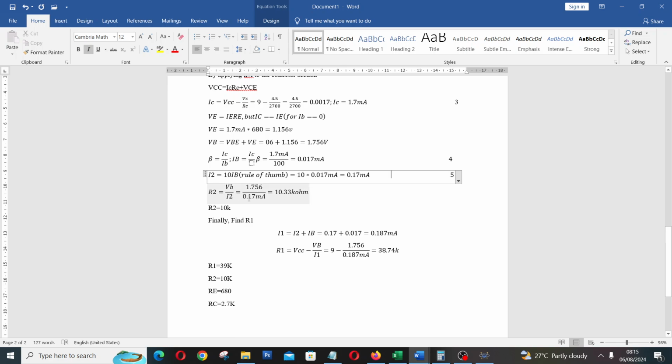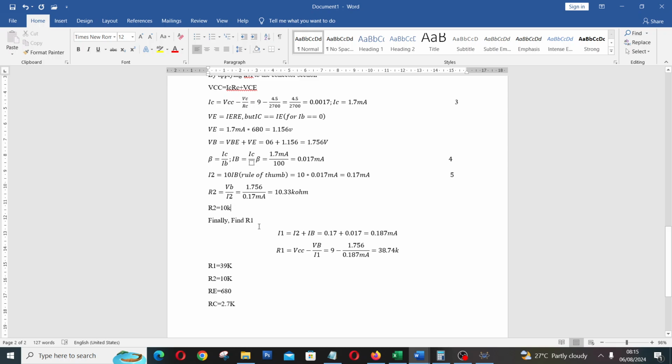Then from there, if you have gotten I2, we know V2 is I2 times R2. So from there, we can now use this value to get R2, because VB is equal to V2. So if you put this value together, you get VB over I2, which is 1.756 over this, to get the value of R2. V2 is equal to VB rather.